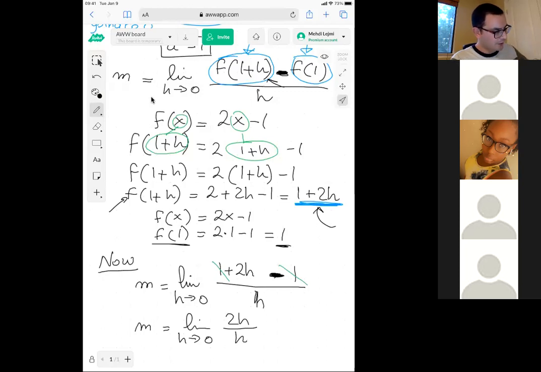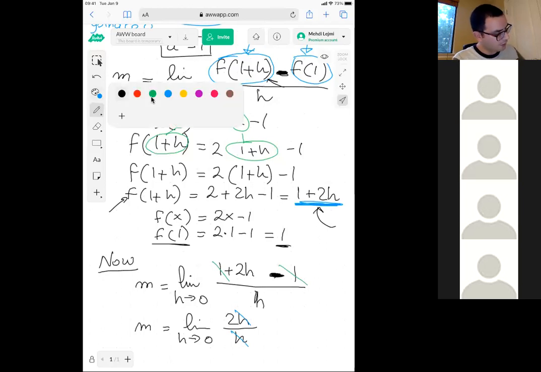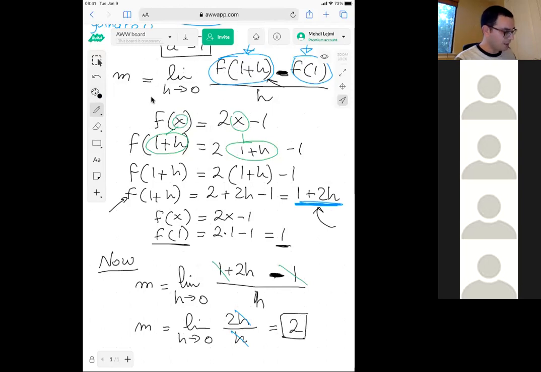So the h cancels out, right? The h in the top and the h in the bottom go away. So then that will be equal to 2. So my limit, my m, is actually equal to 2. So m exists, it's a number which is equal to 2.